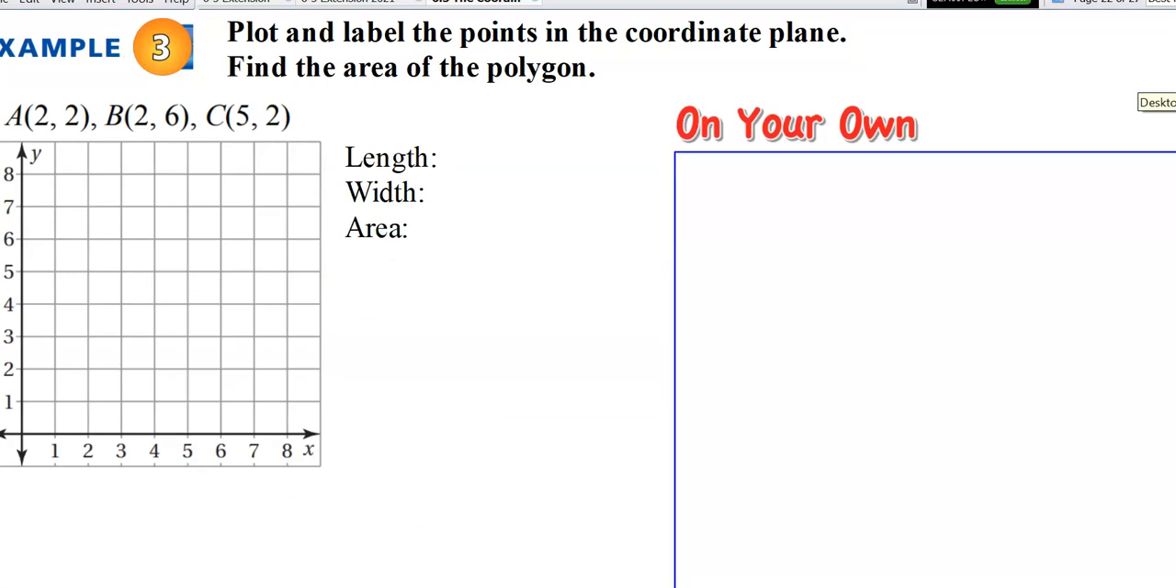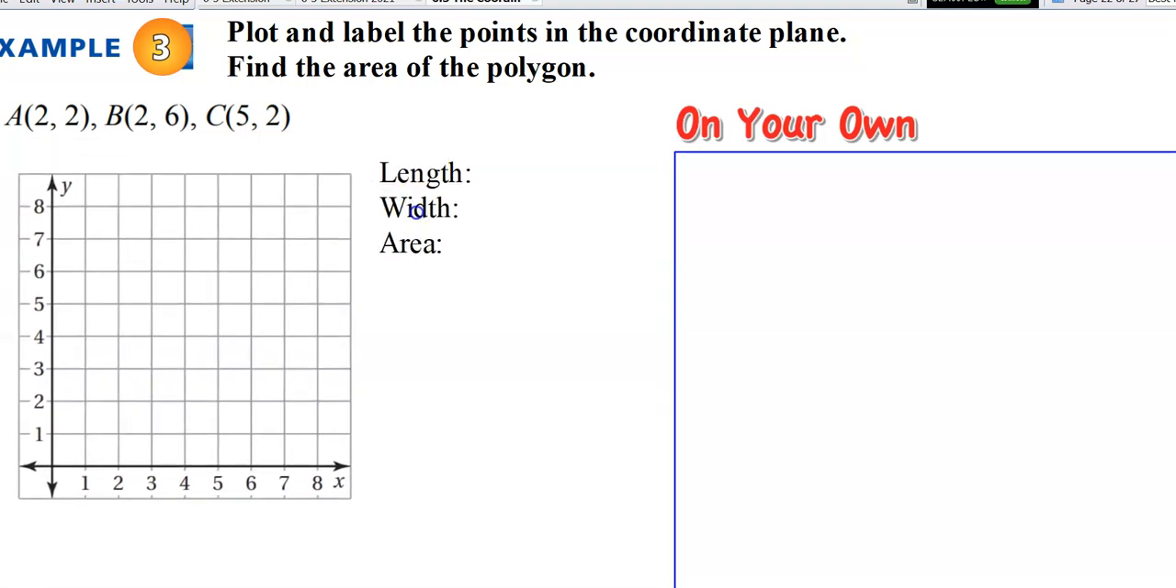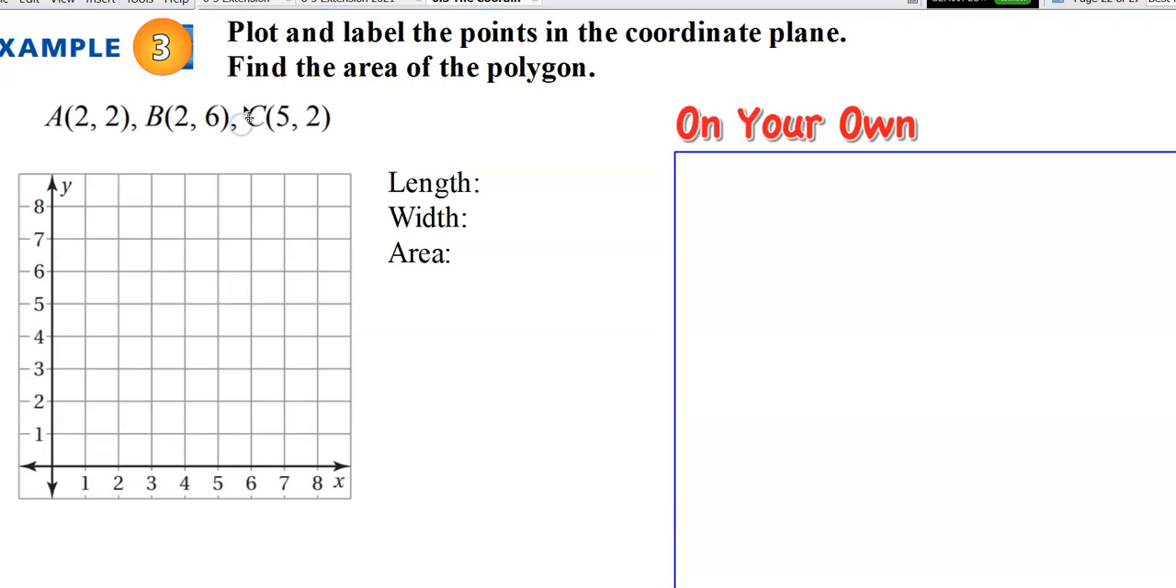Okay, so we have another polygon that you're going to be plotting. Notice that there's only 3 points. So if there's only 3 points, then you know you're going to be making a triangle. So I'm going to show you this example, and then you're going to do an OYO. So the triangle, let me move this over so it's more on the screen. There we go. So A is 2, 2.